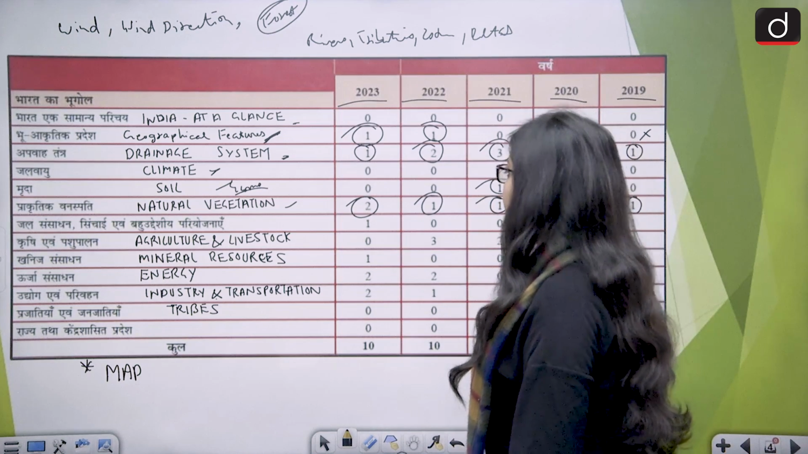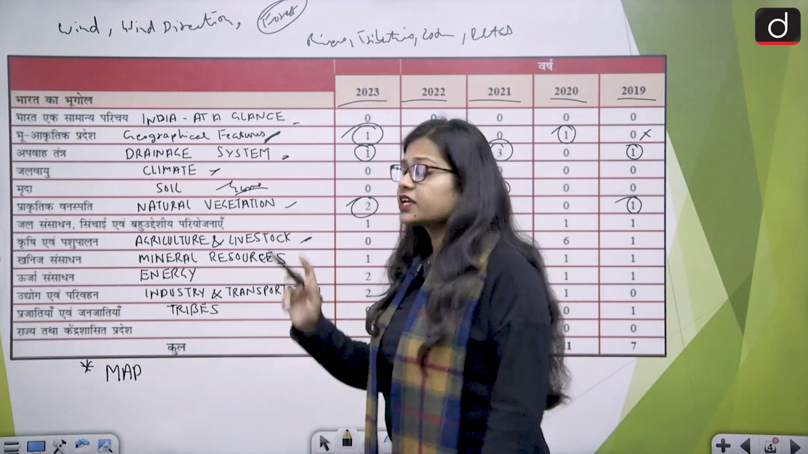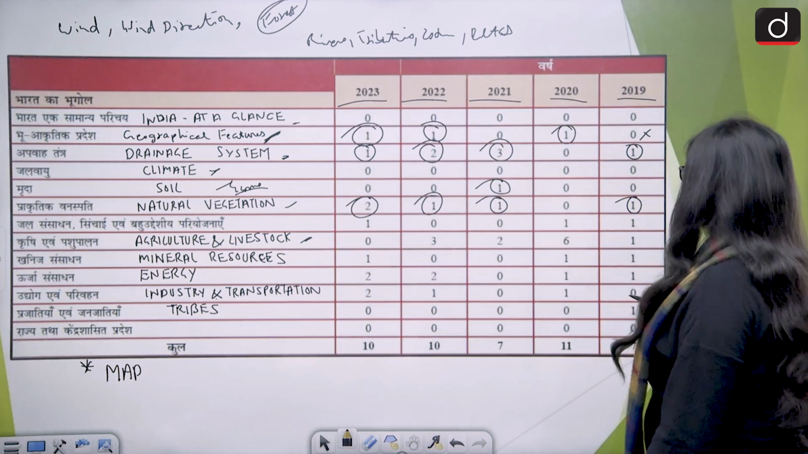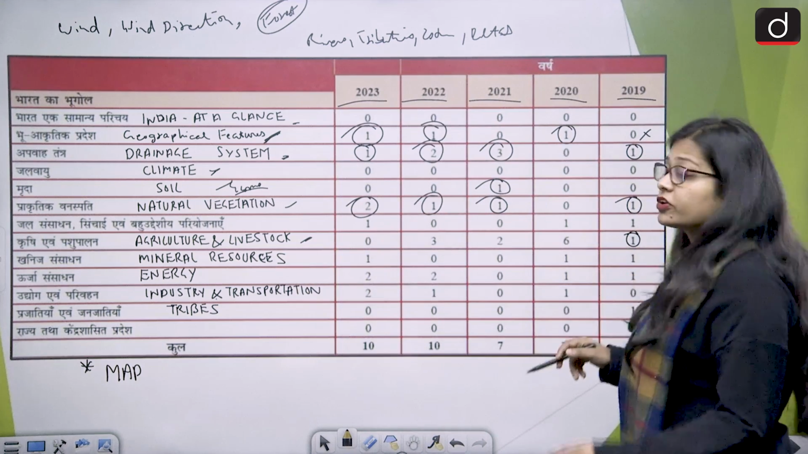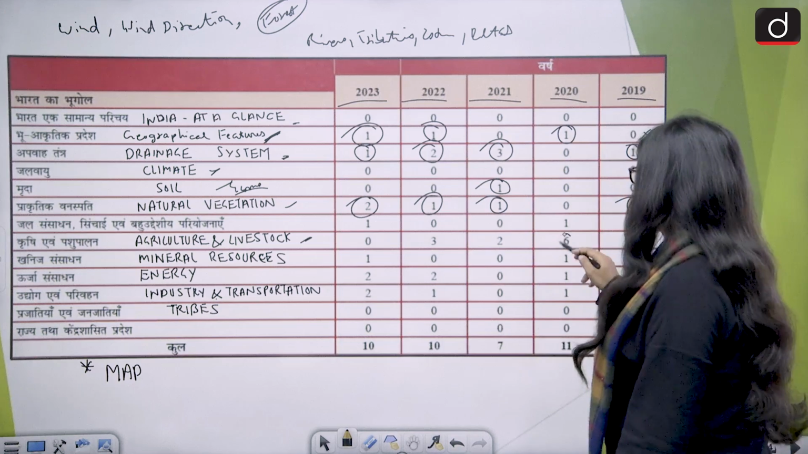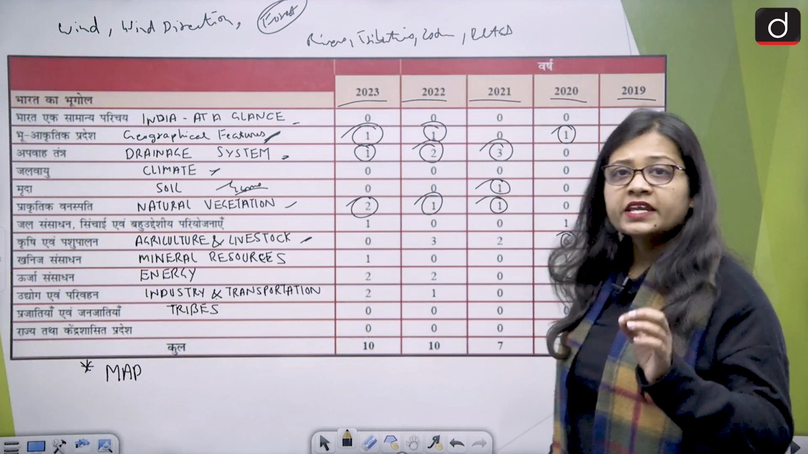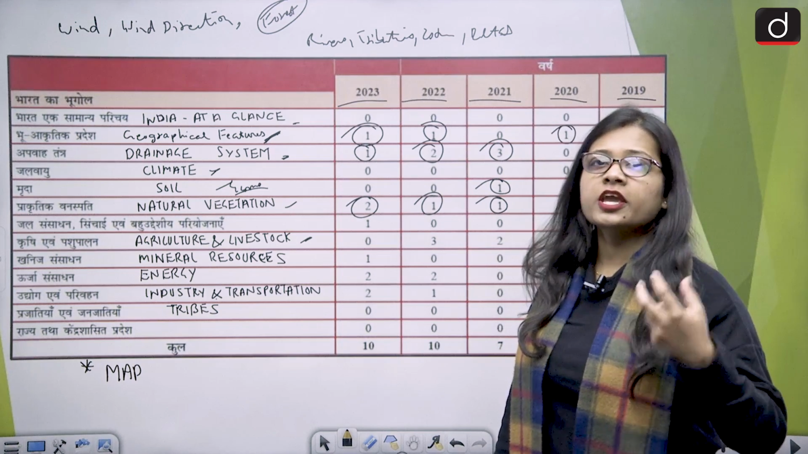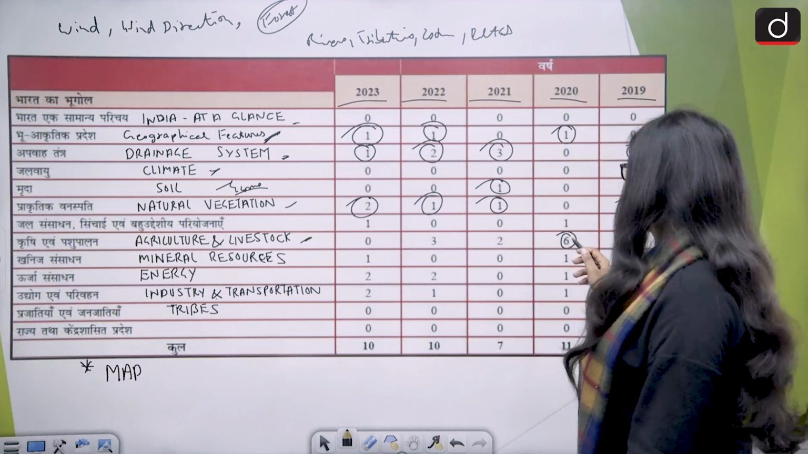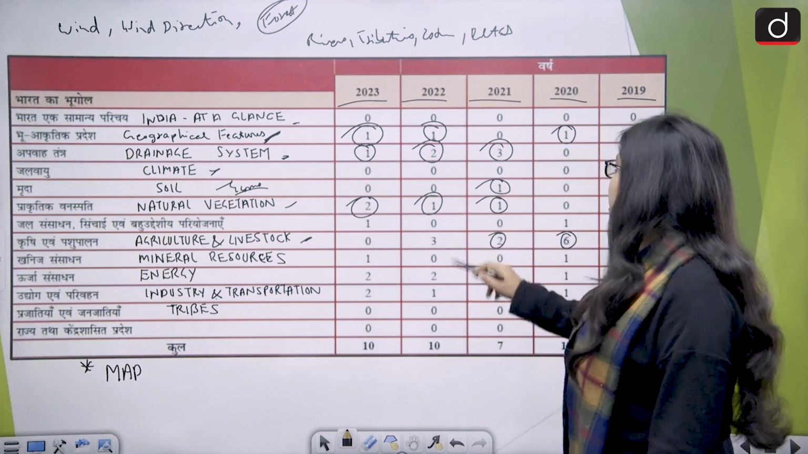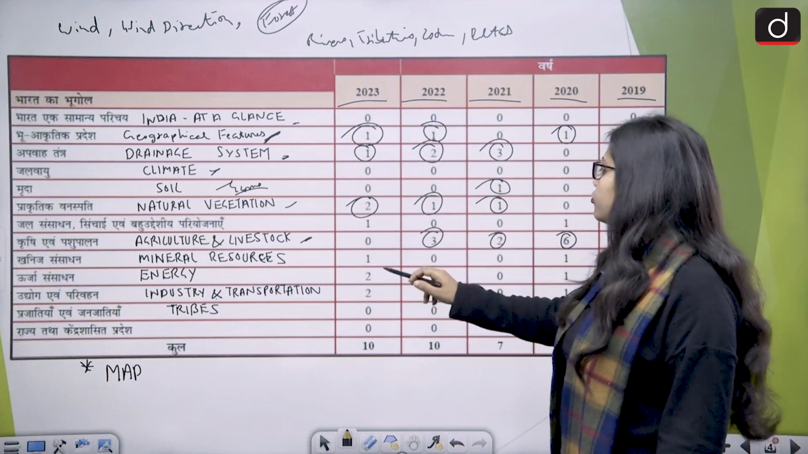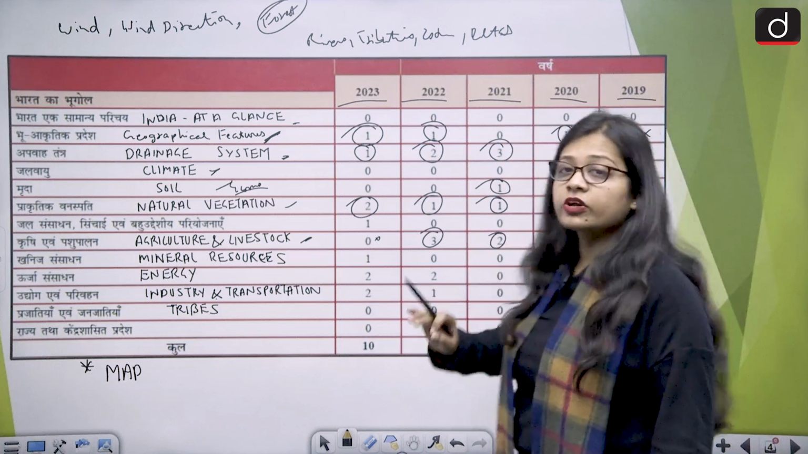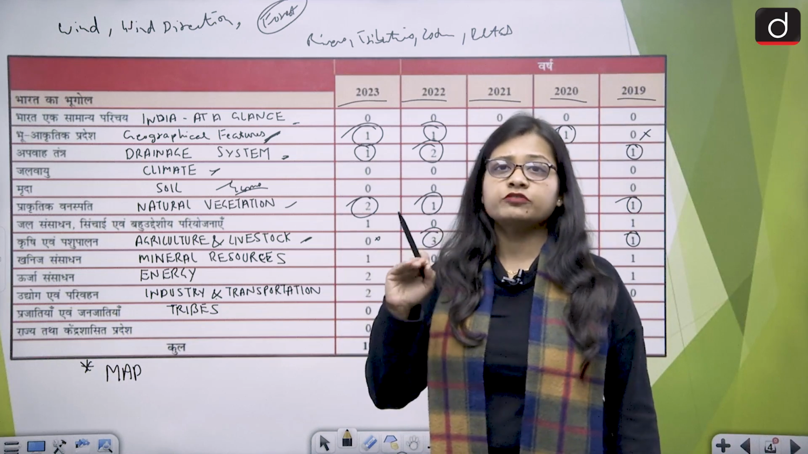Then comes agriculture and livestock. Now agriculture is an aspect which is increasing in prominence. Agriculture, a single question was asked in 2019, and there were 6 questions in the year 2020, and this was the year when the agriculture aspect in the UPSC preliminary examination came back to life. And then in the year 2021 there were 2 questions, 2022 there were 3 questions, and 2023 there were no questions. But you can say that on average 2 to 3 questions are asked from the agriculture and livestock aspect.